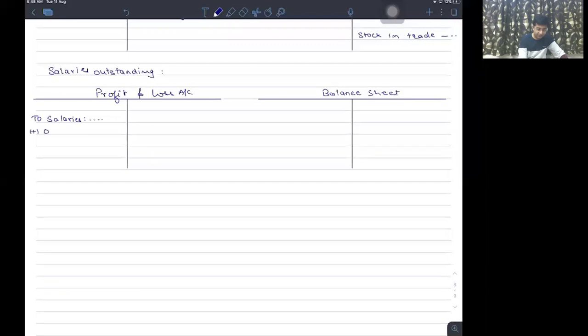Add outstanding salary. And then the total of that will be appearing on the P&L account debit side. Similarly, we'll go into the balance sheet on the liability side under the heading of current liabilities. Under current liabilities, we'll be writing what? Outstanding salaries. It is also called salaries payable. So those amounts will be appearing accordingly. Did you understand this point? Okay.